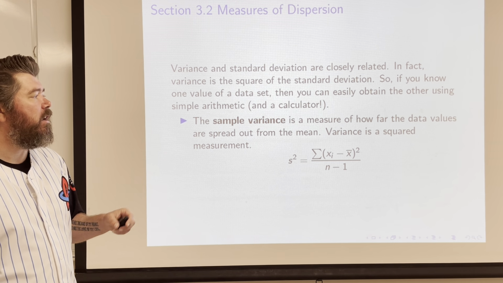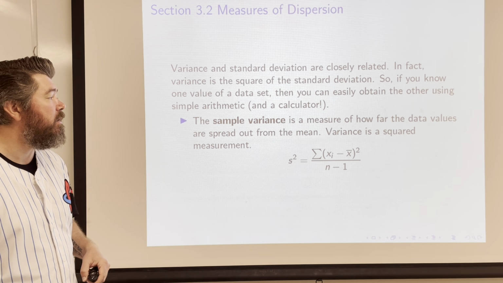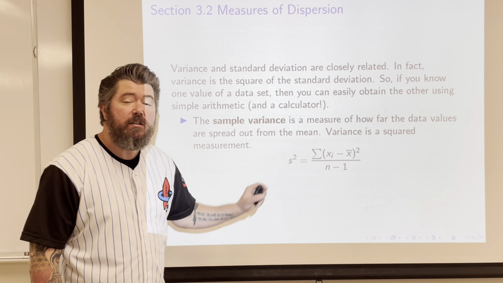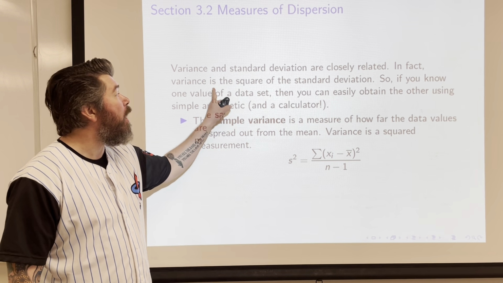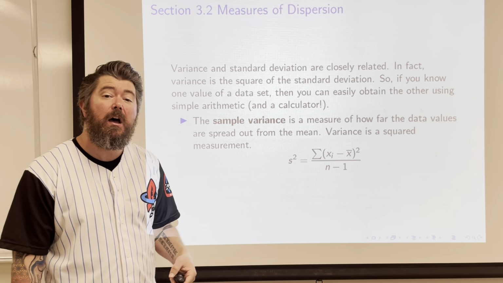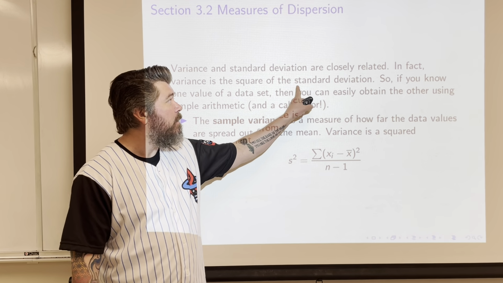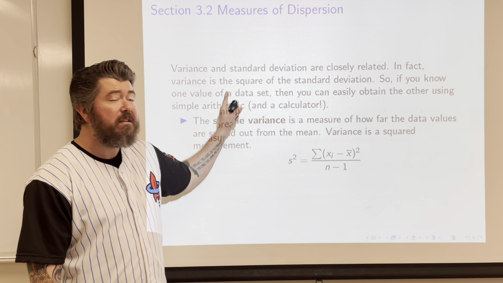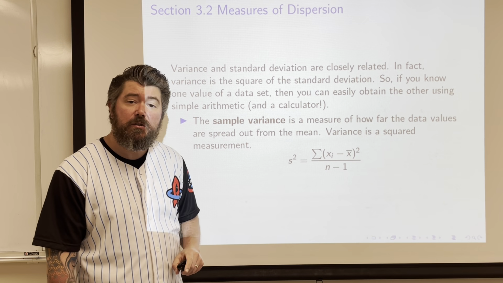The sample variance is a measure of how far the data values are spread out from the mean. Variance is a squared measurement. So we denote variance by the letter S, and it's the square of the standard deviation. So notice we're setting ourselves up for our notation for standard deviation. We use S because standard deviation starts with S. And since variance is the square, we write the variance as S squared.